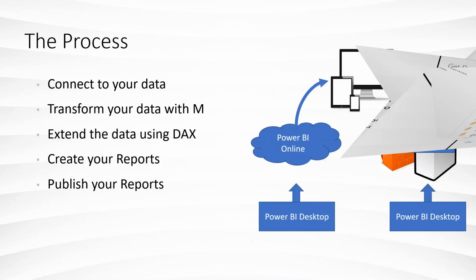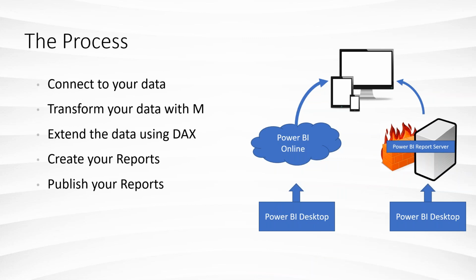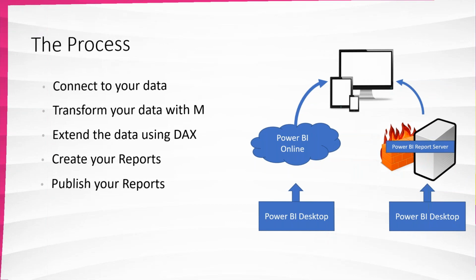All right. So the process there, okay? Connect to your data. So either connect to your Excel document, connect to that SQL Server, connect to that Oracle, whatever it is. Then transform your data with M. I'm going to explain what M is in just a few minutes. It's a fancy name, isn't it? You can extend that data if you want to using DAX. I probably won't show any DAX examples today, but I'll talk about it as we go through it. And then create your reports, and then publish those reports up to Power BI Online or Power BI Report Server. All right. So having said all that, let's take a look.